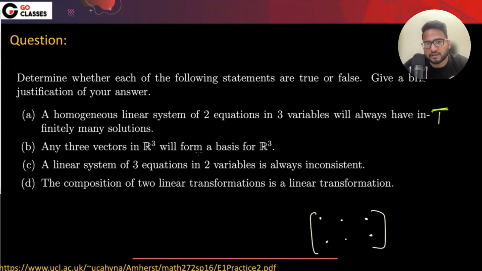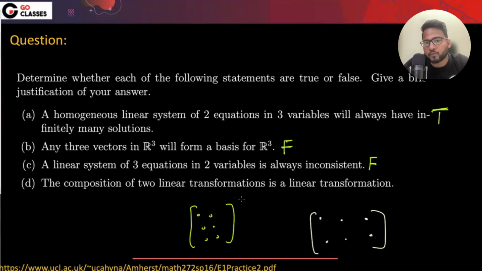Any three vectors in R3 will form a basis. This is false, not any three, right? A linear system of three equations in two variables is always inconsistent. No, it will depend on b. It need not be inconsistent, right? Maybe it is inconsistent, but not always. It will depend on b.